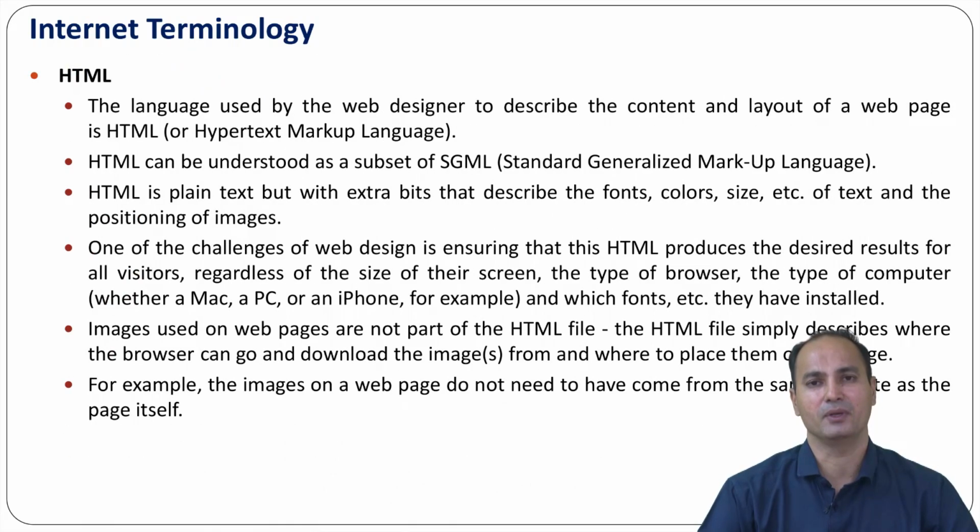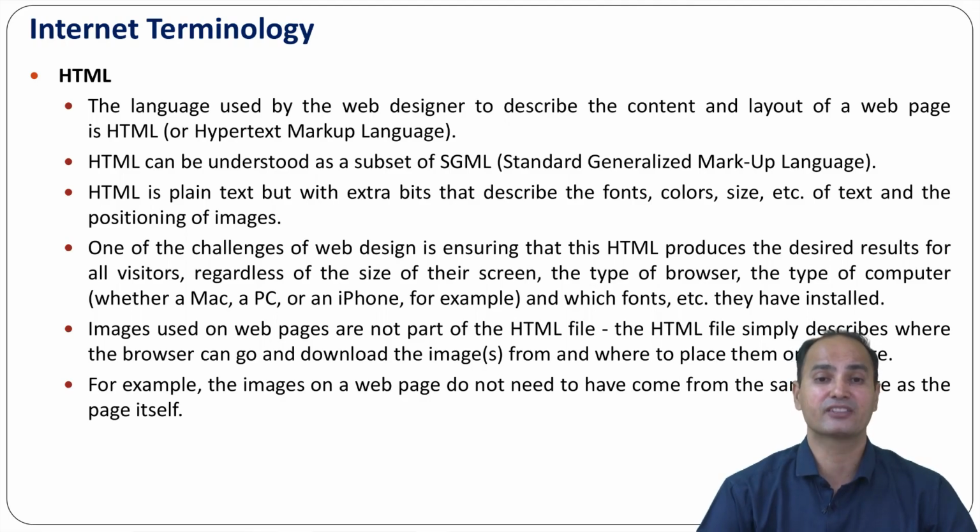Next term is HTML. As we know that web pages are developed using HTML. So HTML is a hypertext markup language used for designing the web page. HTML can be understood as a subset of SGML, which stands for Standard Generalized Markup Language. When we are talking about a markup language, that means it generates a document. It is not required to compile such kind of languages. It is directly generating a document.